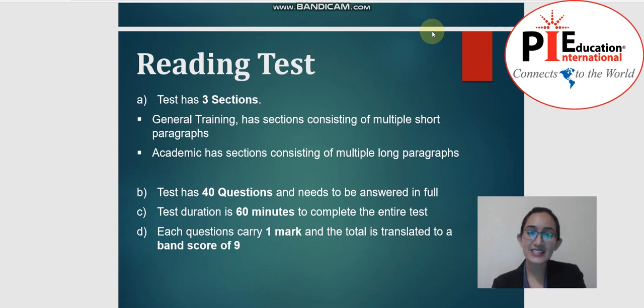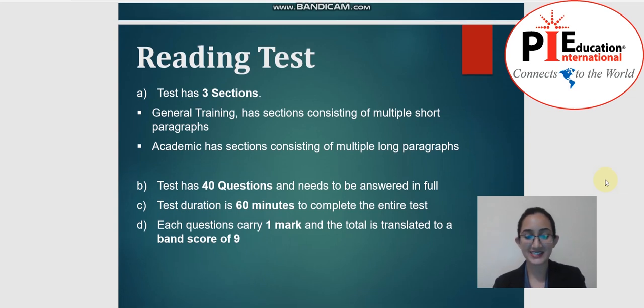For academic IELTS it has sections with multiple long paragraphs, and the vocabulary or topics given are more similar to the ones you would see in an educational setting or an academic setting, right? Totally your reading section will have 40 questions, for which you'll have 1 hour, and each question will have 1 mark. Total time you get is 1 hour for completing the reading test.